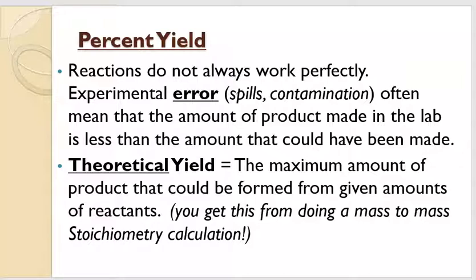Well, when you have the yield that you could expect if everything went perfectly, we call this our theoretical yield. It's just the maximum amount of product that could be formed from given amounts of reactants. So when we do a mass-to-mass stoichiometry calculation, that is a theoretical yield. That's the maximum amount you could get if everything went 100% perfectly.